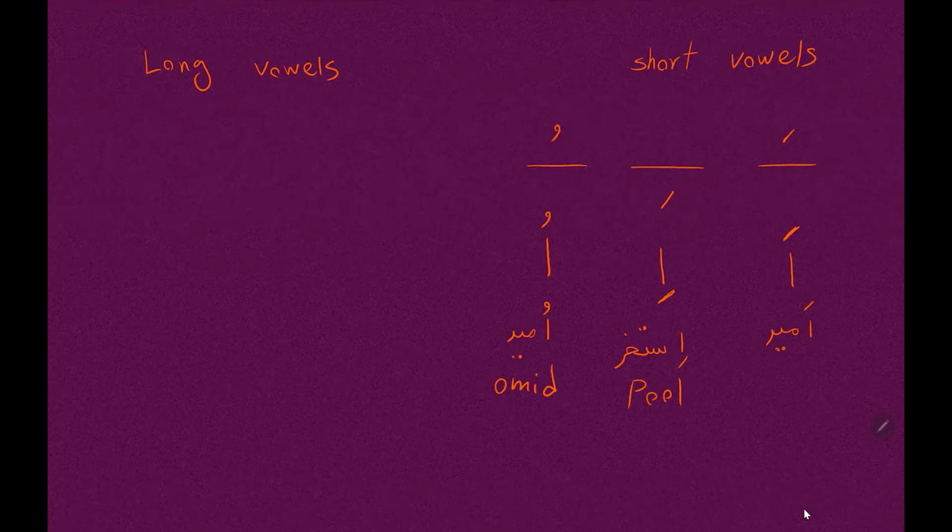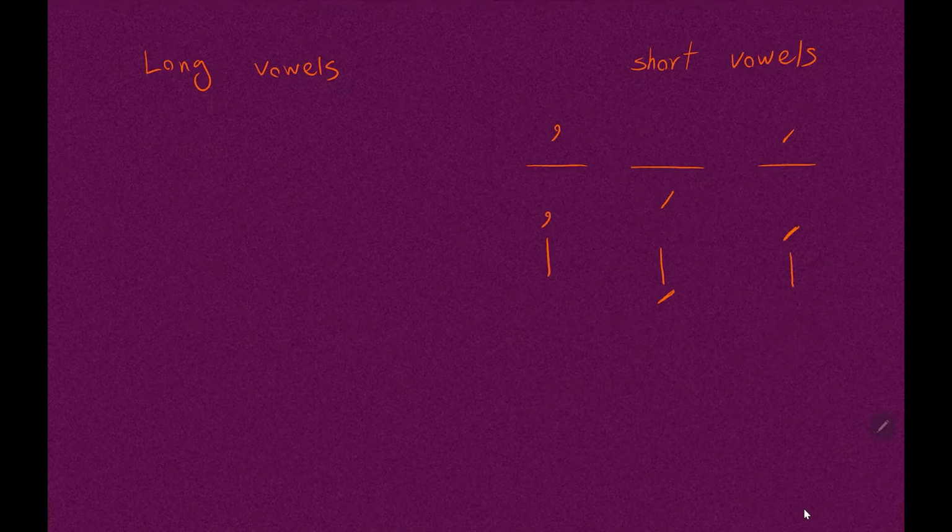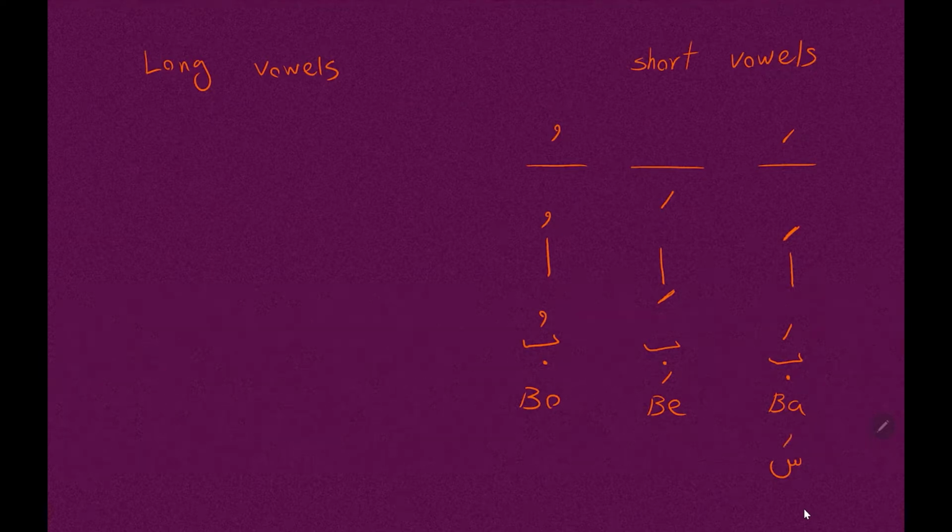So let me give you other examples with other words now. Let's say we have the second letter of the alphabet, B. If we add this sign to it, it would make it sound like Ba. Here, Ba, Be, Bo. Let's say we have the letter Se or Sin: Sa, Se, So.